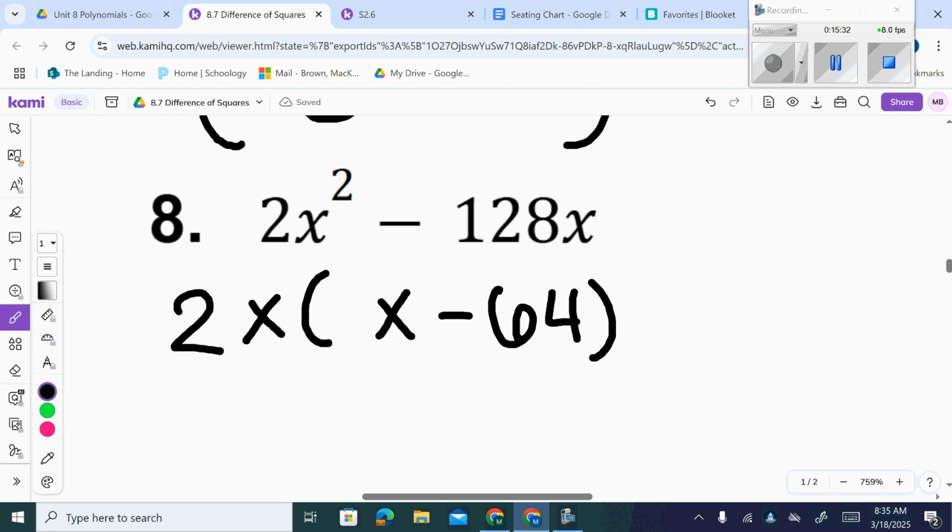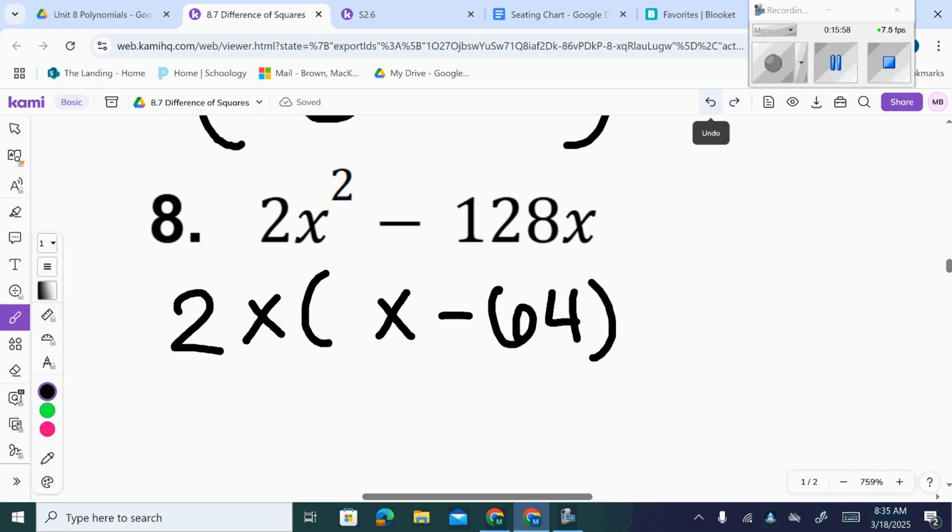What does the x plus 64 and x minus 64 become? What would the 64 become? 8. Okay, so x plus 8, x minus 8? No, two parentheses, x plus 8. Okay, you can't forget about your 2x, you're right. 8.